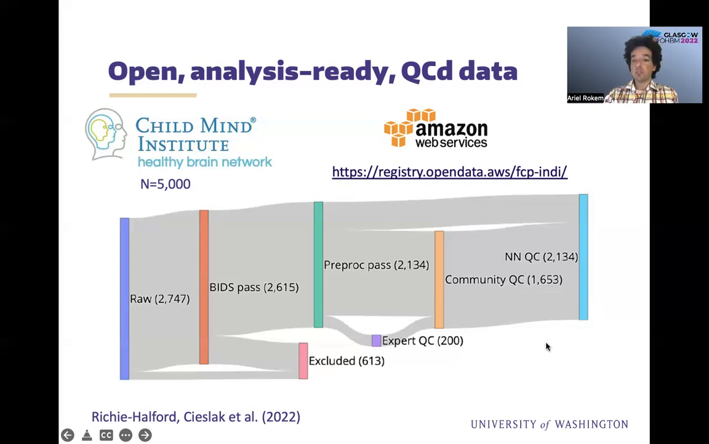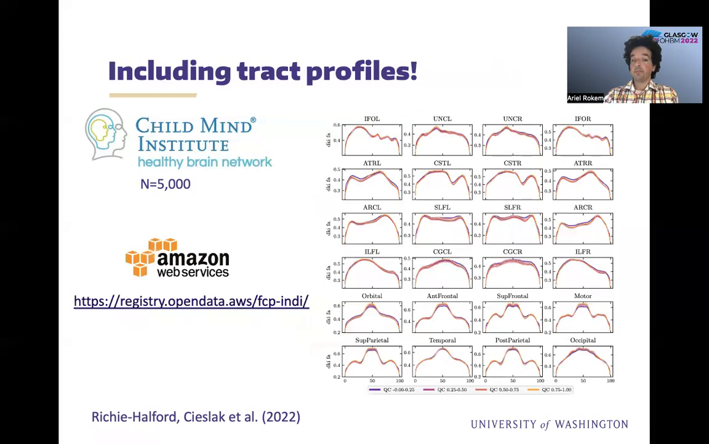And you can access this data through the Amazon Web Services Open Data program at this URL. In fact, you won't even need to run more software in order to get to the track profiles, because the track profiles, derived using pyAFQ, are already part of that dataset. So here's a plot that demonstrates that there is indeed an effect of different quality control levels on these track profiles, that in fact, data of different quality has different track profiles. And so it's important to take into account these quality control scores that we created in this project.